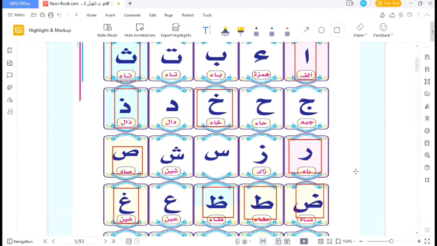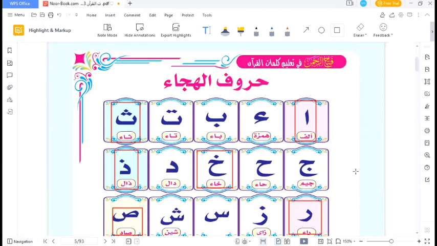Another thing we need to know is that when we say the heavy letters, we raise the back of the tongue in order to say them properly. And when we say the light letters, our tongue will be flat, and we open our mouth in order to say them properly.